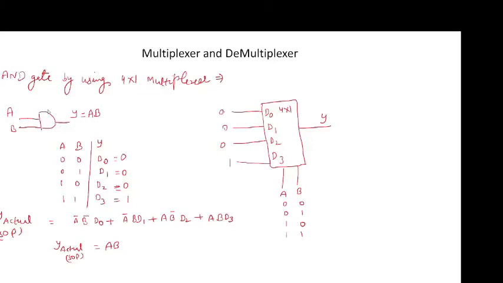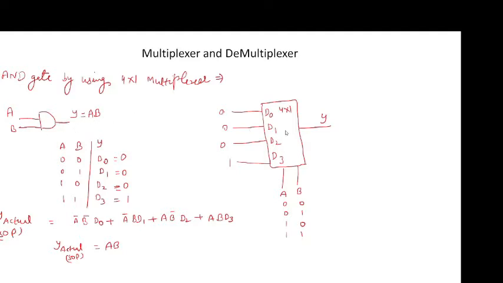Hello everyone. Today we will solve some more numerical problems on multiplexer. Here we will see how we can use a 4 by 1 multiplexer as an AND gate. You know that if the inputs of the AND gate are A and B, then the output will be AB.